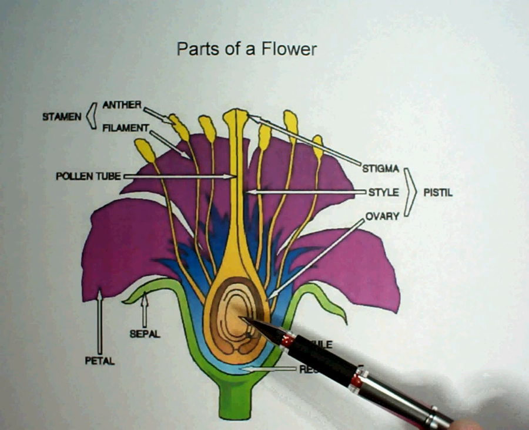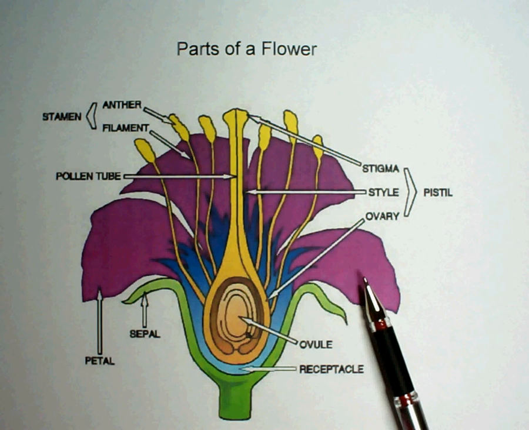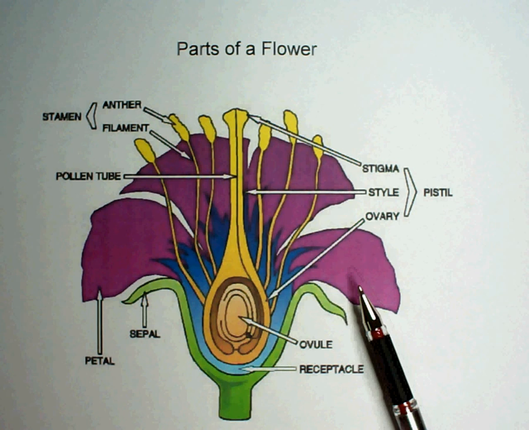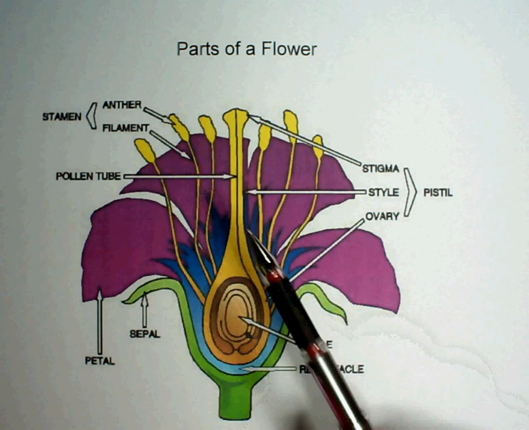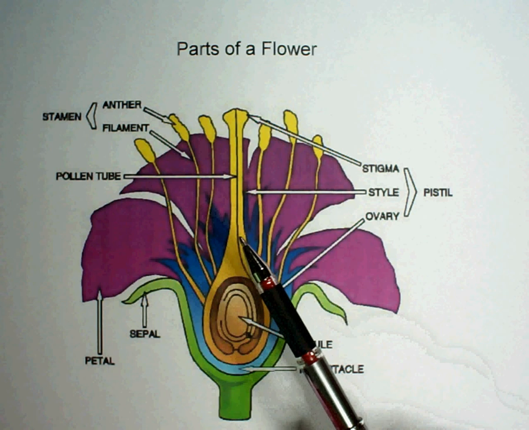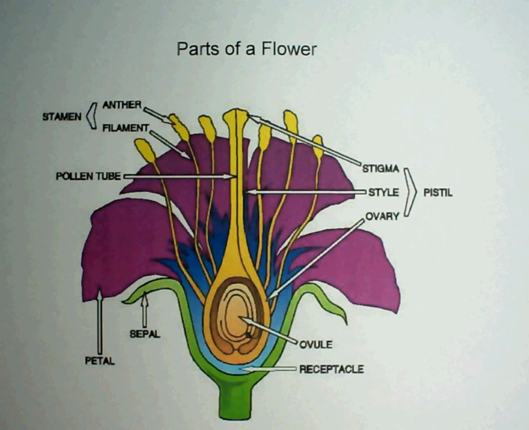Now flowers, we look at flowers for the pretty parts of the petals that are on them, and that's what makes us look at them a lot, and they smell good as well. But it is the male and the female parts that produce the seeds that can be used in order to make more flowers. And so what I'm going to do is show you a real life example of this.